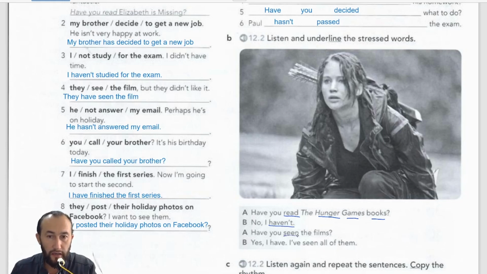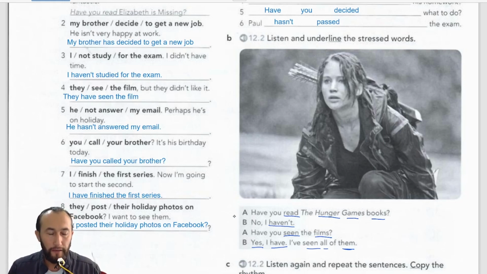Have you seen the films? Yes, I have. So like have here, verb here now. Yes, I have. And then I've seen. So we can say yes as well, obviously. Yes, I have. I've seen all of them. Prepositions, we don't stress, right? So like auxiliary verbs, prepositions, and pronouns, we don't stress them. But if it's nouns, verbs, adjectives, adverbs, and negative auxiliaries, we stress when we speak.